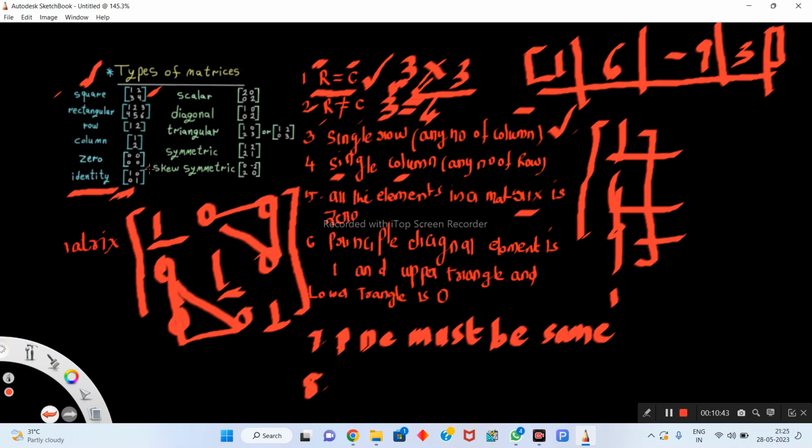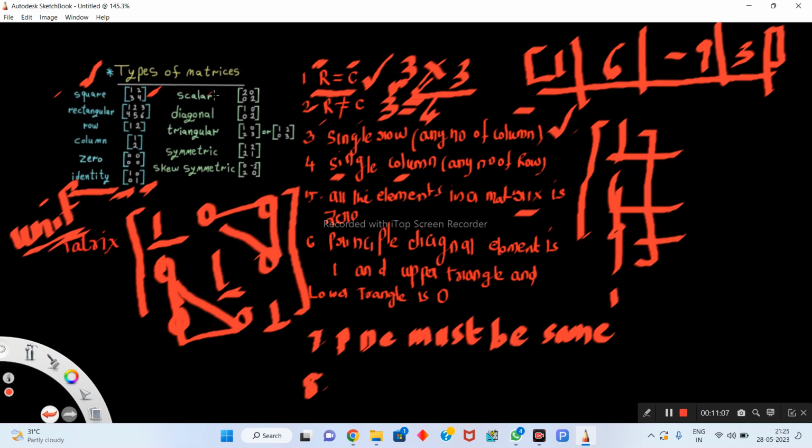It can be of 2 by 2, as here this is identity matrix of order 2 by 2. Okay, this is identity matrix of order 2 by 2, where the principal diagonal elements are 1, and upper triangle and lower triangle element is 0. Identity matrix is also known as unit matrix. We call identity matrix also as unit matrix.